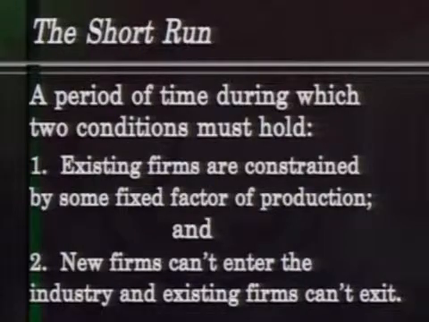This is a period of time during which two conditions must hold. One, existing firms will be constrained by some fixed factor of production, and two, new firms can't enter the industry and existing firms can't exit. Recall, there are no hard rules to determine the period of time associated with the short run. It varies by industry. What we mean is that we don't have enough time to build a new factory, to launch a new communications satellite, or simply to get out of our lease for our space. In the short run, producers are faced with these sorts of limits on production.